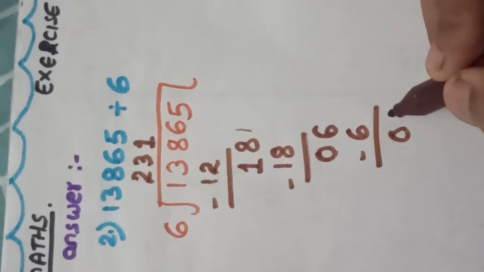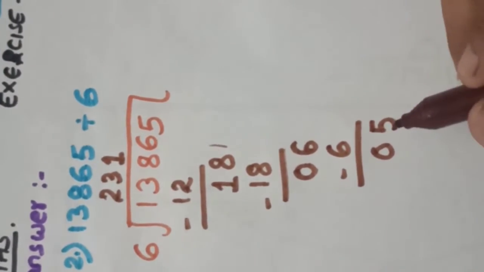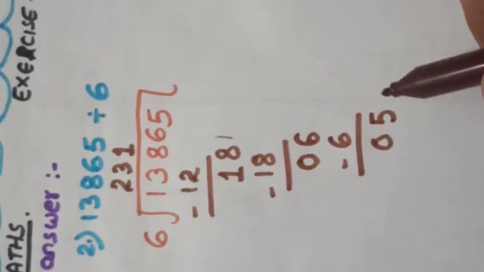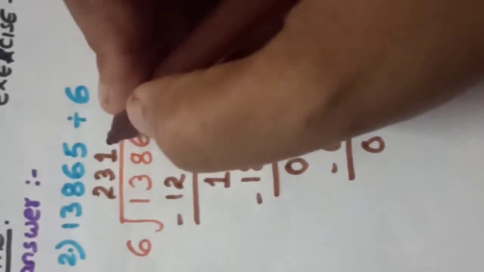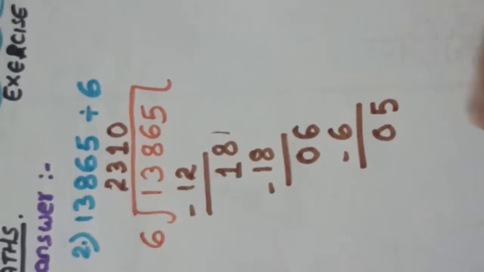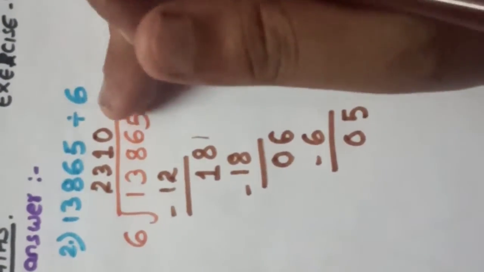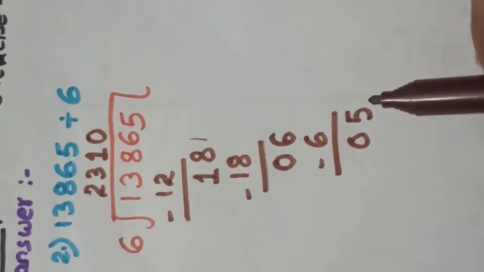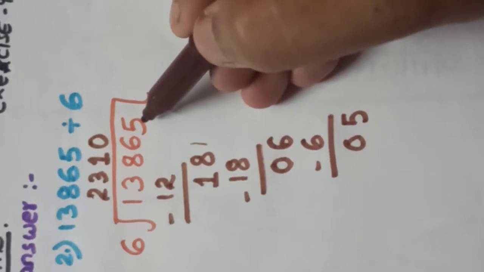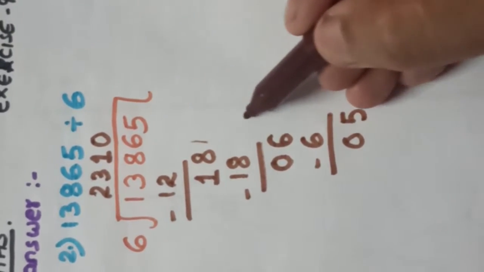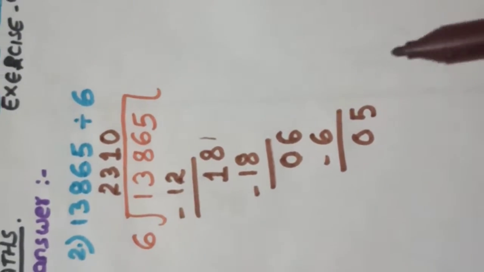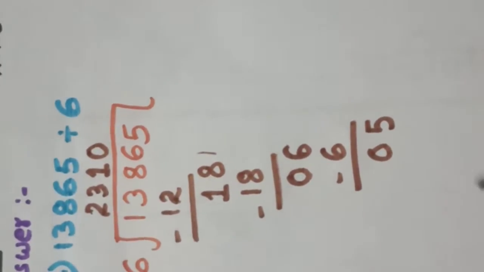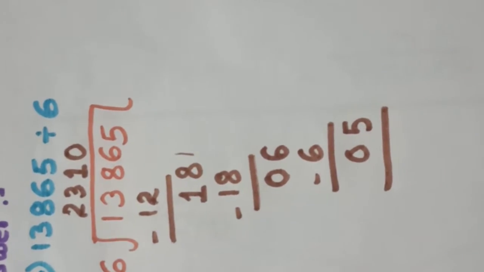Now students, see, this 5 we have to write over here, but as we cannot divide it by 6, as this number is not divisible, we have to write 0 over here. Okay, we need to write 0. Always remember, if the number we took over here is not divisible, then we have to write 0 over here, and then this number will become the remainder. I am not talking about the remainder earlier.